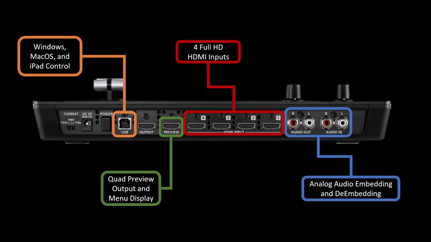To the left of that is the full screen program out, and preview is the quad preview and menu overlay. That USB port goes to the control software, and then on the far right is RCA unbalanced line in and out, so you can bring in an external audio mixer, as well as on the sides, there's a MIDI in and out, and then an 1/8-inch microphone input with level control and headphone jack with level control.